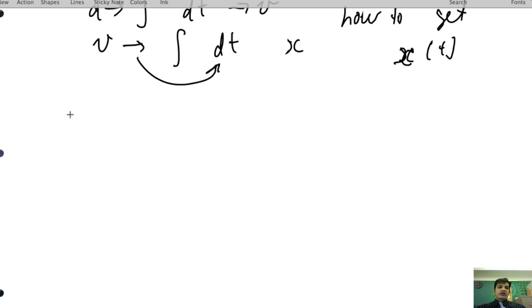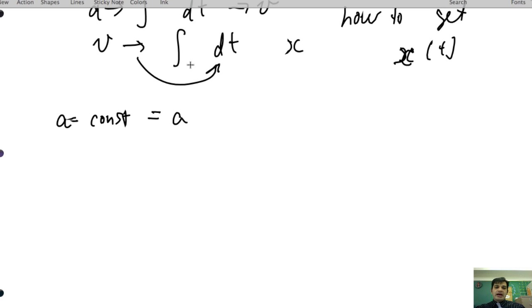And here's what it is. Suppose my acceleration is a constant, and I'm going to say it's equal to the letter a, just some number that I'll call a. So it might be 3 meters per second squared, 5 meters per second squared, pi meters per second squared, I don't care. It's some number and it's a.